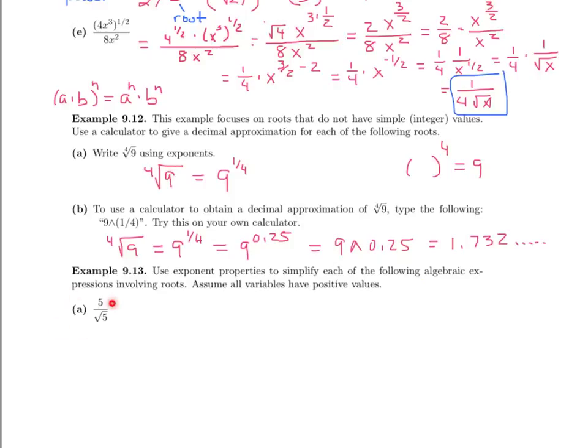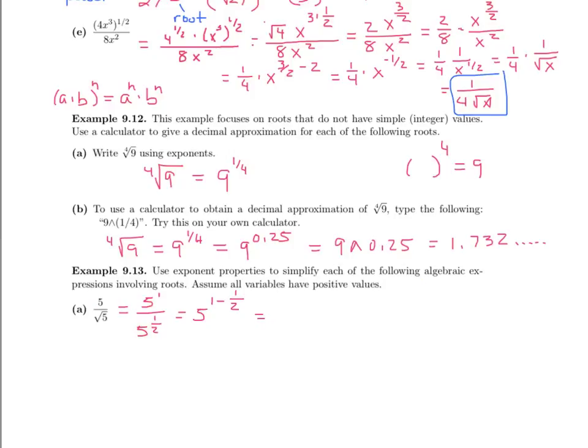So notice we have 5 over the square root of 5, and we want to simplify. Well, 5 in the numerator, that's the same as 5 over 1. The square root of 5 in the denominator, we can rewrite that with exponents. A square root is exactly the same thing as a 1/2 power. So how would we simplify this fraction? If we have 5 to a power divided by 5 to another power, notice we can calculate the answer by taking 5 and raising that to the difference of the powers.